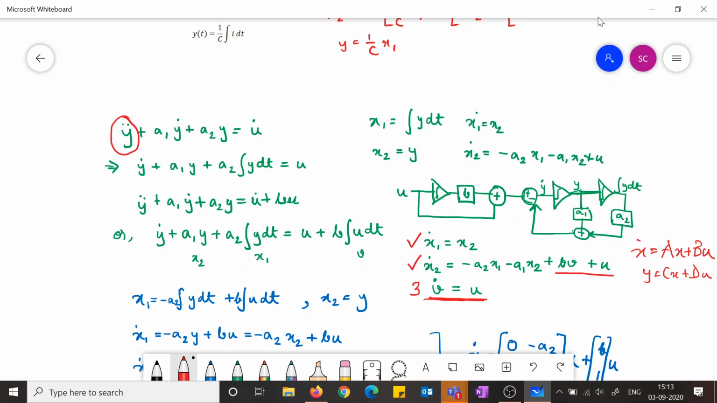So you can formulate what A is. If you consider x1, x2, v as your x, then A would be [0 1 0; minus a2 minus a1 b; 0 0 0] and B would be [0 1 1]. Correct? This would be my A and B. Any doubt here? I hope not.